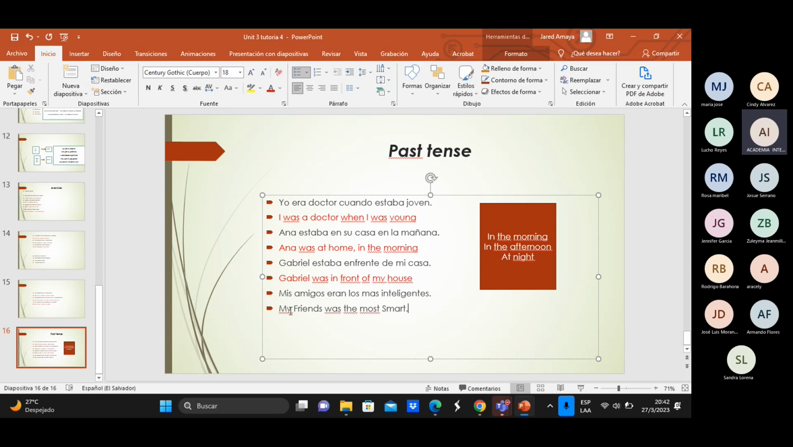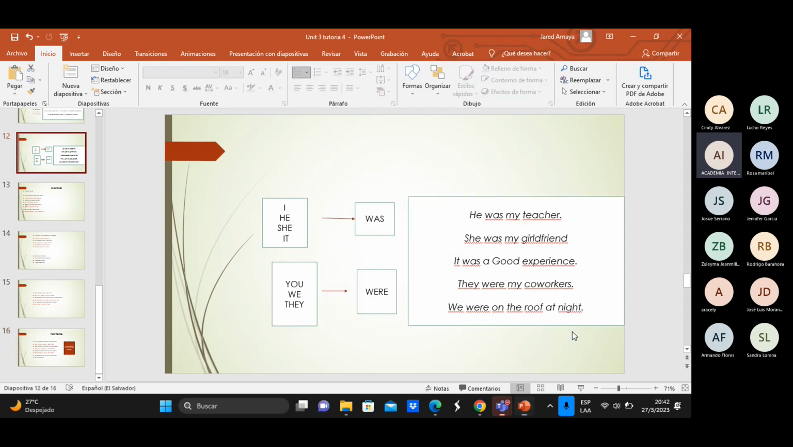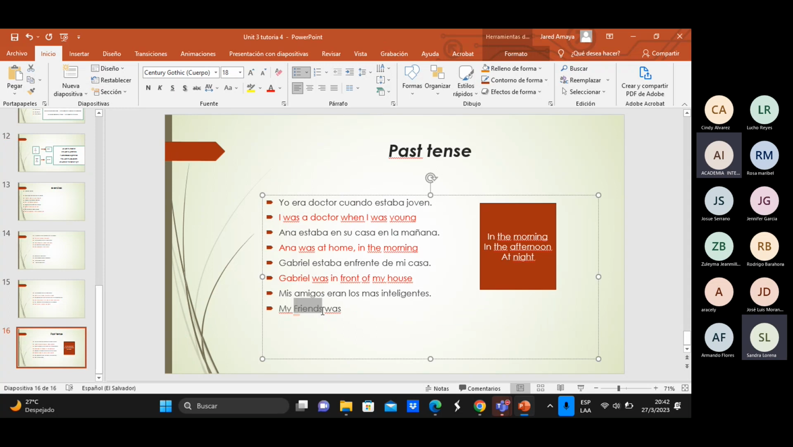Ahora bien, quitemos esto ahorita y luego lo explico. ¿Cuál es el error aquí? ¿O está bien? ¿O está correcto? ¿Qué consideran ustedes? My friends was. Nos vamos a ver lo de los pronombres. Veamos. I, he, she, and it, was. You, we, and they, were. Ahora, cuando digo my friends, I'm talking about singular or plural? Plural. Plural, okay.